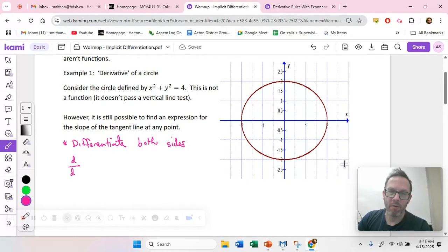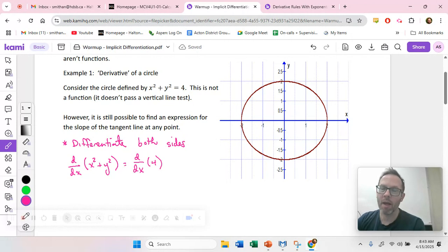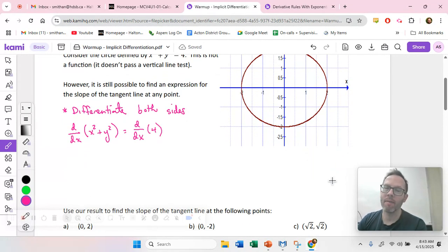So I'm going to write it this way. We're going to take d by dx of x squared plus y squared, and we're going to take the derivative of 4. So if x squared plus y squared equals 4, then when we take the derivative of both sides, everything is still equal. So the right side's easy. The derivative of 4 is just 0. On the left side, the first part is no problem, taking the derivative of x squared. That's just 2x.